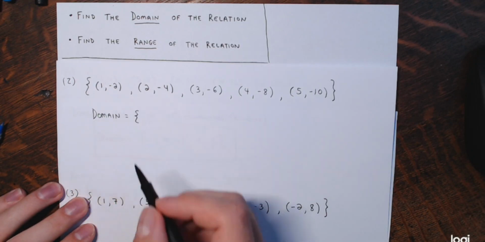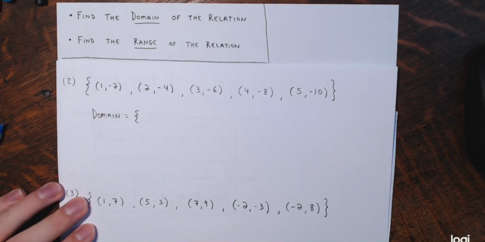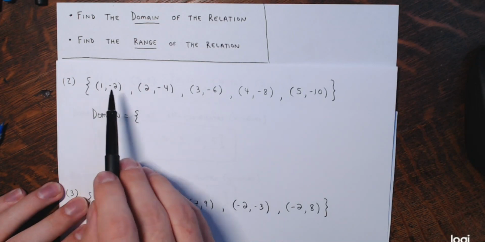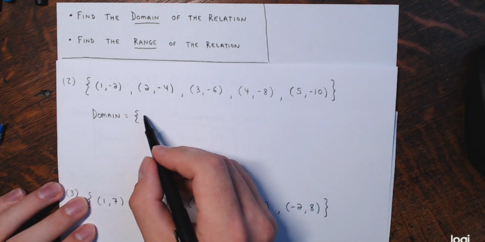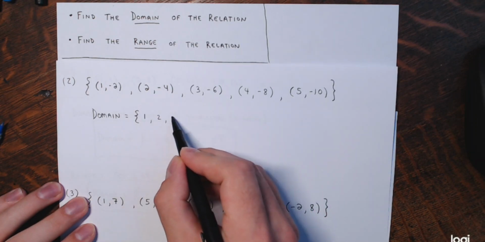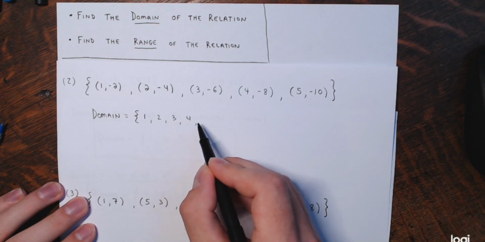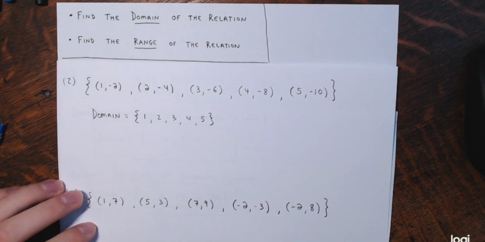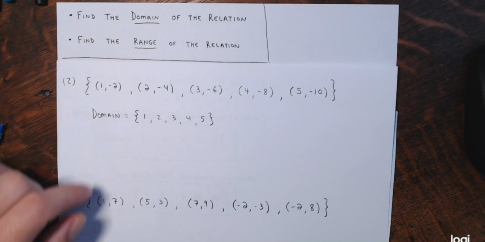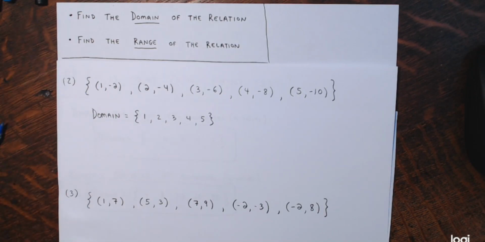All we're asked to state are the domain and the range. And remember, the domain is the set of all those first coordinates of the ordered pairs, the x values, the x coordinates. So again, we have 1, 2, 3, 4, and 5. So 1, 2, 3, 4, and 5, and there you go. I'm done with part 1. That's the domain of this relation, this set of ordered pairs.